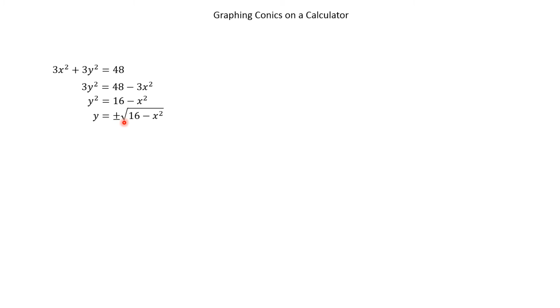So how do you graph a plus or minus? There's two ways. The first way, you just split it into two equations. y1 equals square root of 16 minus x squared. y2 equals negative square root of 16 minus x squared. You graph both of those.